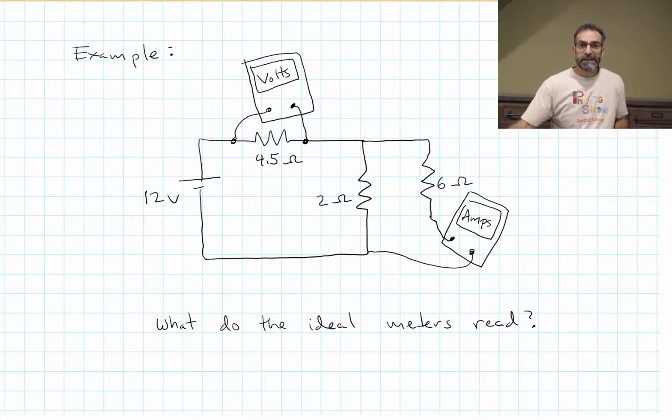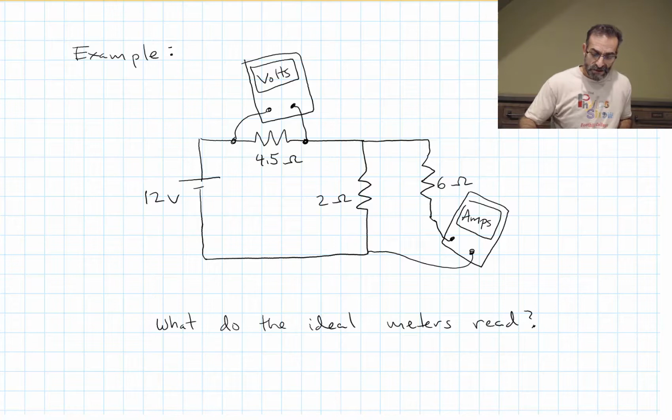Let's take a look at this example. We have a simple circuit here with 3 resistors and a battery. We want to measure the voltage across one of the resistors and the current through another one. The meters are hooked up, as you see here. Go ahead and solve for the readings on these 2 ideal meters. I'm going to work through it now.